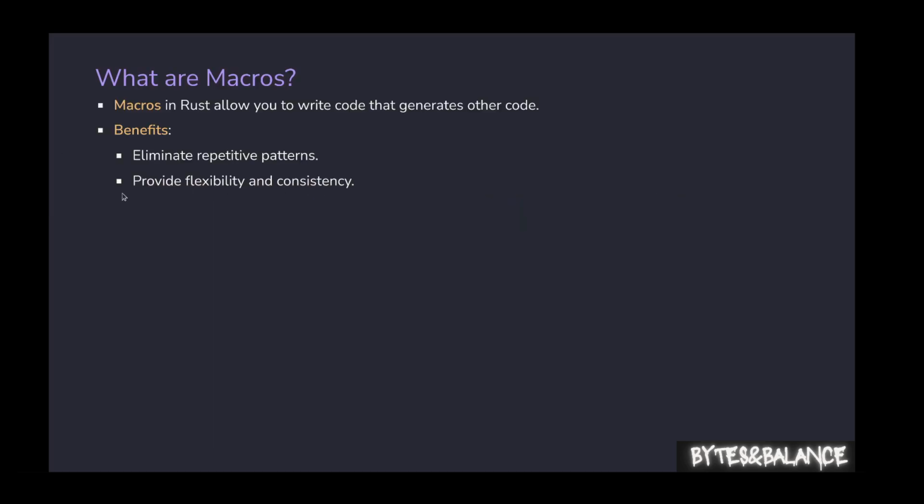But what are macros? Macros in Rust are a feature that allows you to write code that generates other code. They can significantly reduce repetitive patterns and make your code cleaner and a bit more flexible. By using macros, you ensure consistency across your code base, especially when performing similar operations multiple times.